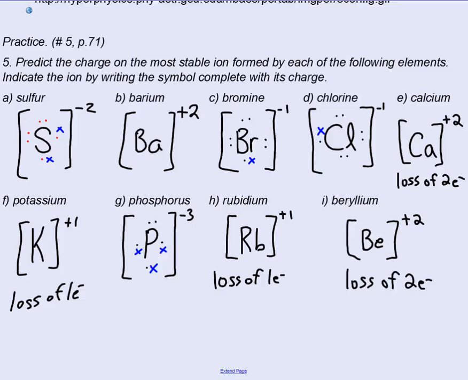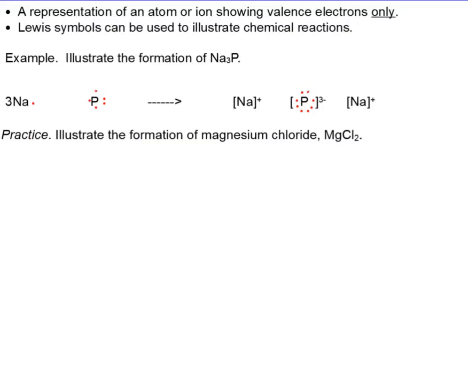Phosphorus gains 3 electrons. It's in group 5 like nitrogen, and they're shown there, so the predicted charge for a phosphide ion would be -3. All right, moving along here.